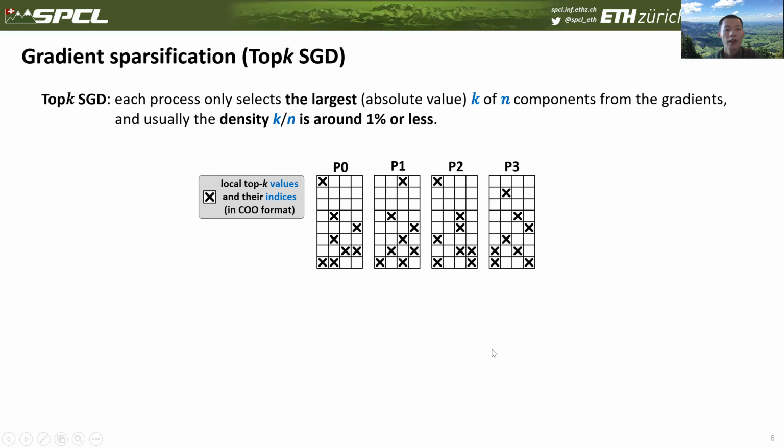To reduce the communication overhead, people propose to use gradient sparsification, namely Topk SGD. In Topk SGD, each worker only selects the largest k out of n values from the gradient space. And usually the density k divided by n is around 1% or even less than 1%. Here in this figure, the crossed block represents the local Topk value and its index. Now the question is how to reduce these sparse gradients.